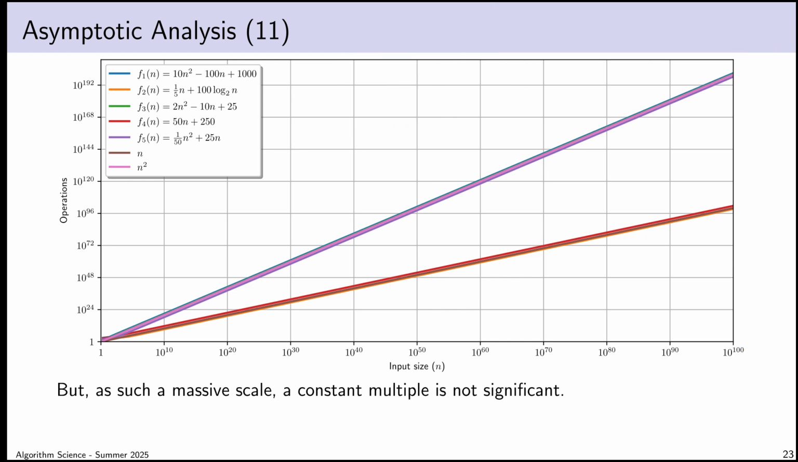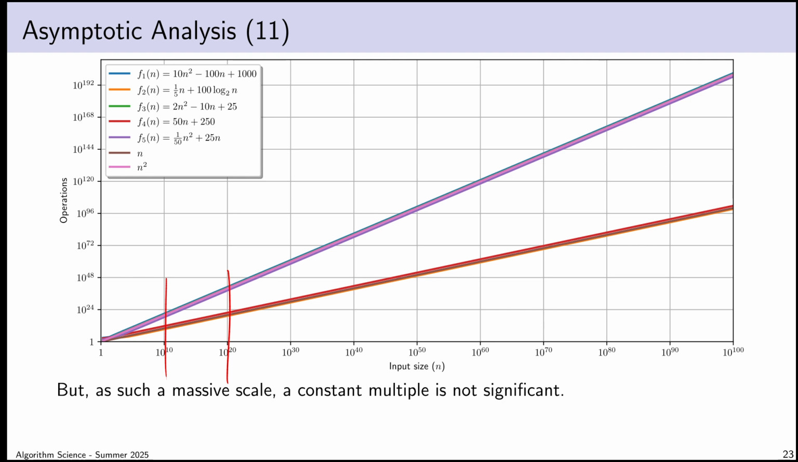So at a massive scale like this one, and actually not just at this one, but even back at 10 to the 20, or even back at 10 to the 10, at a massive scale, these different functions have resolved themselves into very tight groups, and the grouping is based only on the function of n.